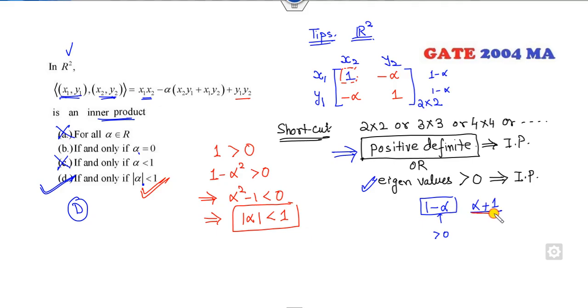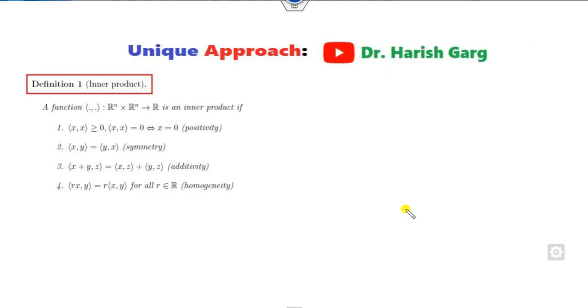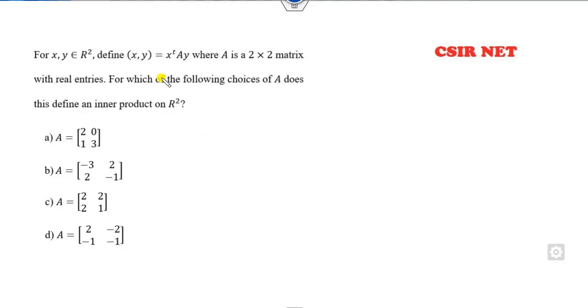Otherwise, you can find the eigenvalues. Then you can simply see this property holds. So this is the second method. You can apply either the second method or the first method, that's your choice. So you can see the next part.